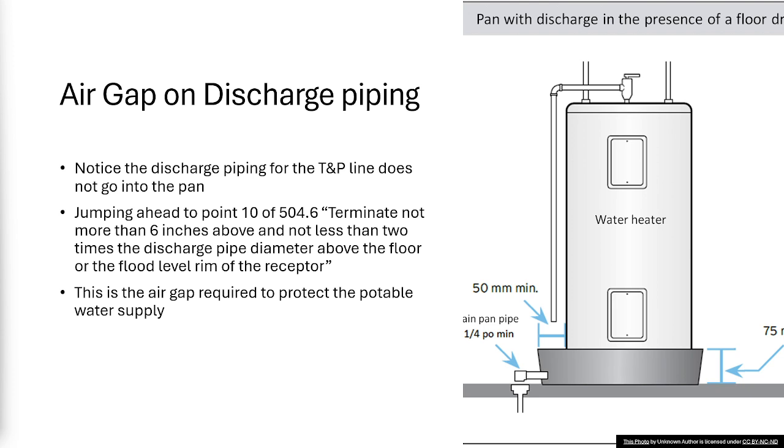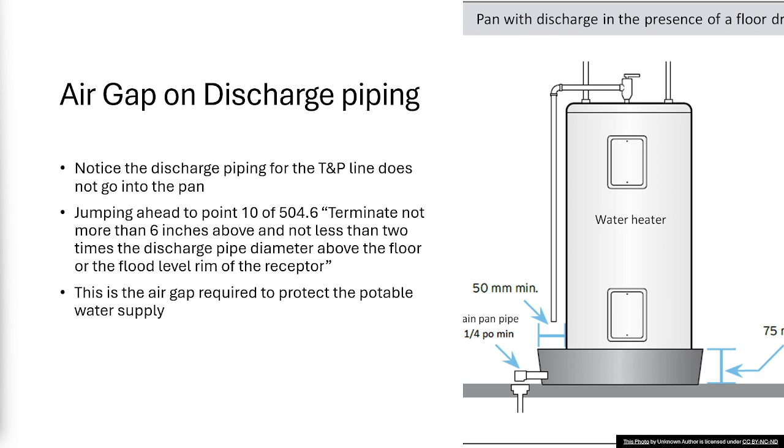So when we're talking about water heaters, we're looking at the air gap on the discharge piping. We see in our example, and sometimes we get this wrong, we run that discharge pipe all the way down to the pan, but we have to have an air gap there. If you look at our illustration, the discharge piping for the T&P line running down the side does not go into the pan. It terminates above the pan.